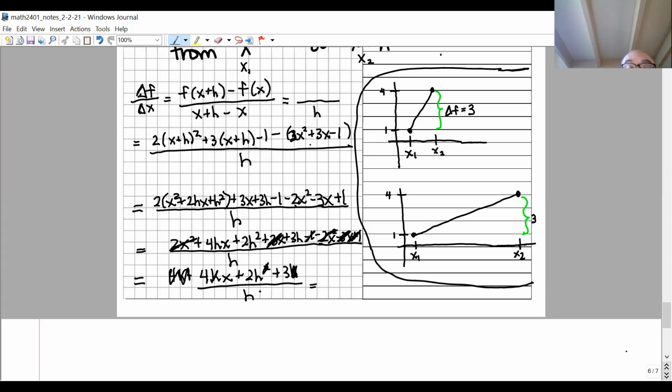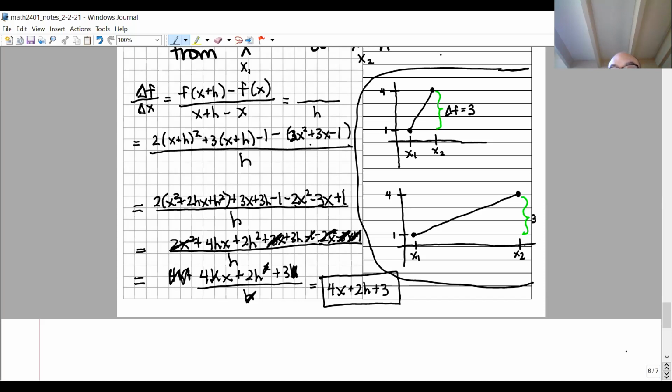So you end up with altogether 4x. See, 4hx, but the h divides out. So you get 4x, 2h squared, but you divide it by h. So you have just 2h left because the square goes away. And then 3h divided by h. Well, the h divides out and you end up with just 3. There's your, for what it's worth, kind of a strange final answer, but there it is. There's the final result there.